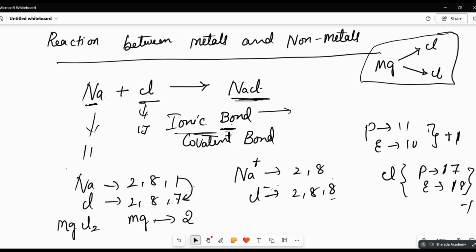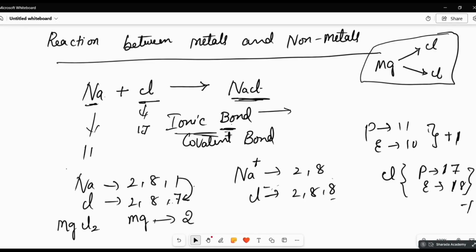Only electrons will be exchanged. Not always one. Magnesium has 2 extra electrons. Chlorine will take only 1. What happened to the other? It has to give another one so that it becomes stable. Not always 1, it depends.